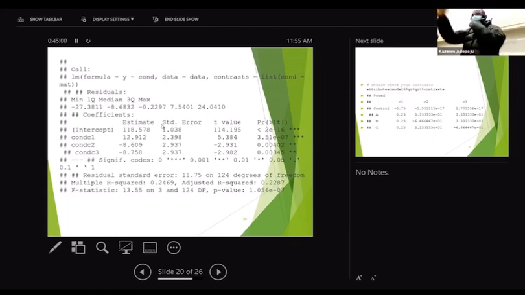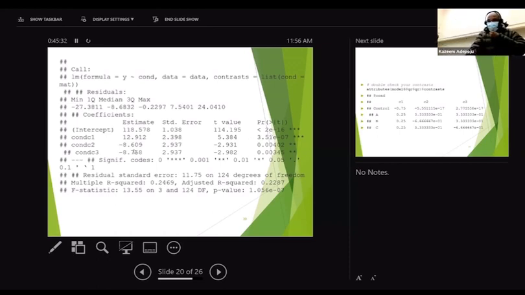Don't forget what you are testing in contrast one. What are you testing in contrast one? What you are testing in contrast one is whether there's a difference between the control and the other three levels of drug. Now take a look at it. For contrast one, what is the p-value? The p-value is less than 0.05. Then what is your conclusion? There is a significant difference between the control and the three levels of drug.